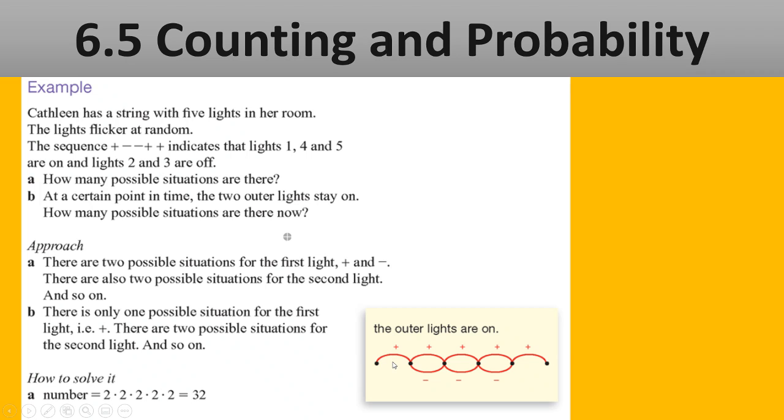Well, the first one is on, so that's 1, because there's 1 possibility, times 2 times 2 times 2, you got a 3 in the middle, and the last one must be on again, so times 1 gives me a total of 8 possibilities in this situation.